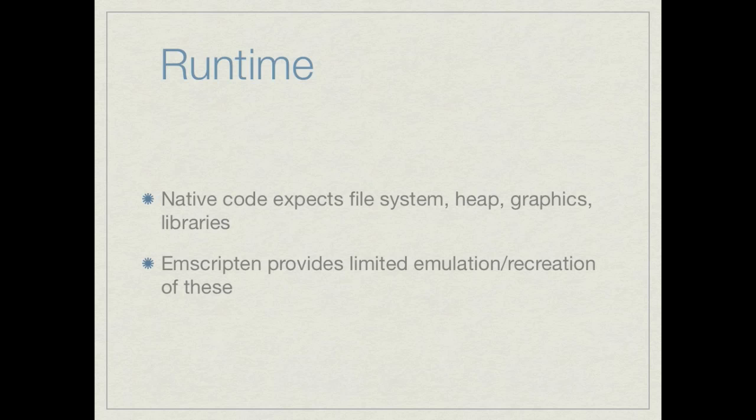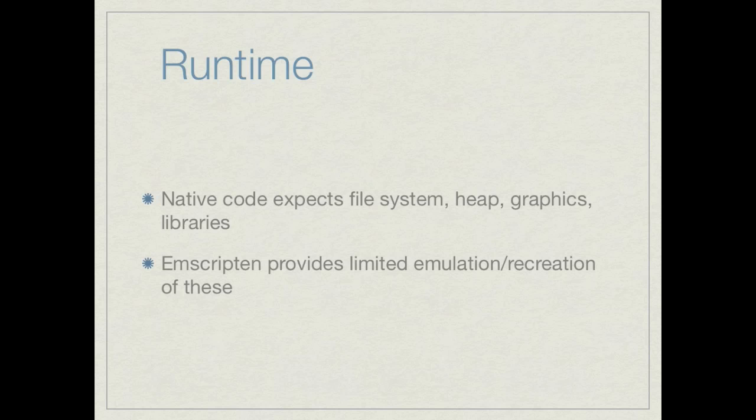Whether intentional or not, most C and C++ code is written with certain expectations about the underlying runtime environment. Many of these assumptions don't hold on the web or in JavaScript engines, and as a result, Emscripten needs to take steps to work around these problems. For example, native code expects access to the file system, to a large heap, and to graphics libraries. Many of these are not present in their standard form within the web, so Emscripten provides shims or emulated recreations of them.